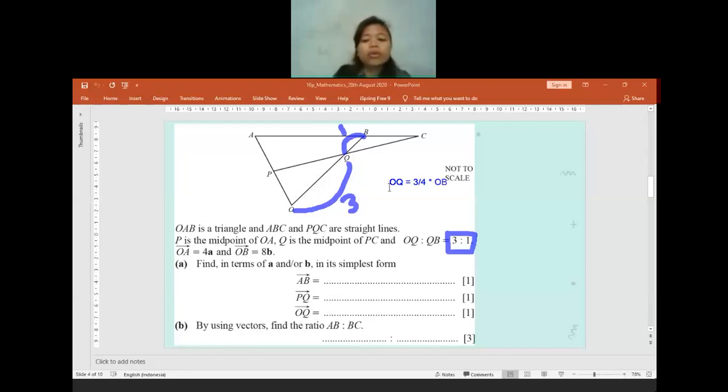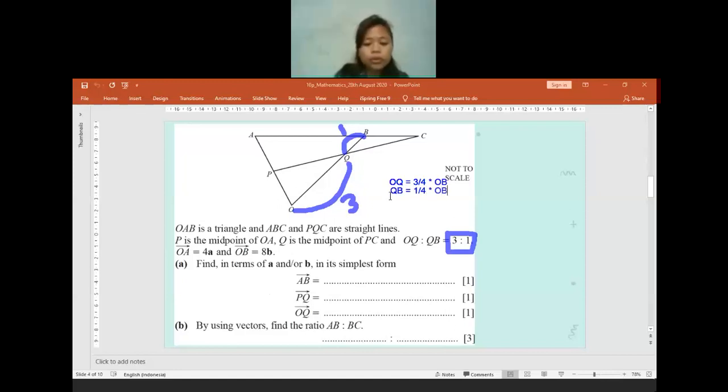Is there anyone who gets confused if I write like this? OQ is 3/4 of OB. Is there anyone who gets confused? No, for sure. So for QB, it will be how many part of OB? 1/4 of OB.